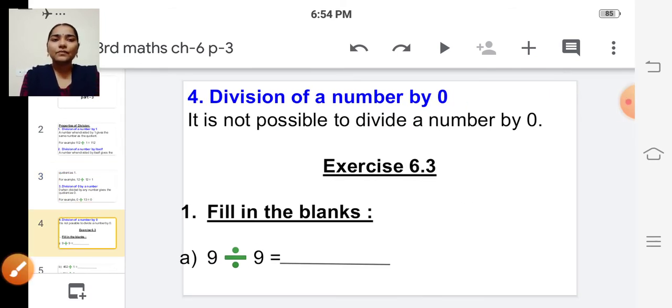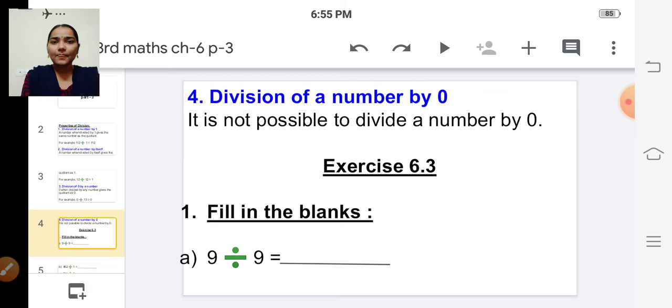Fourth one, division of a number by 0. It is not possible to divide a number by 0. So we cannot divide any number by 0. These are the 4 properties of division.